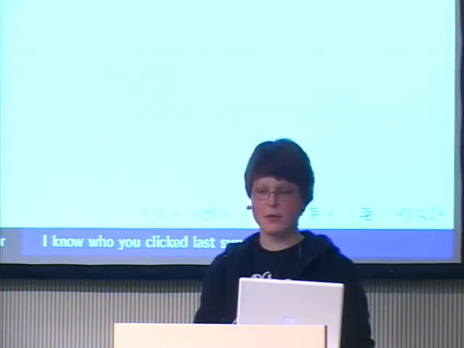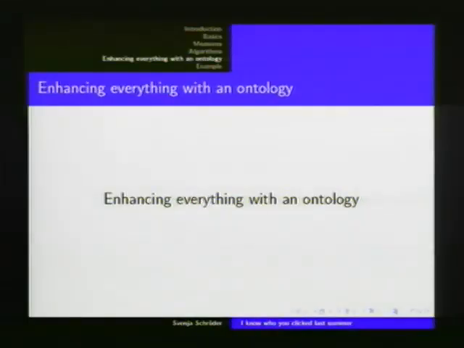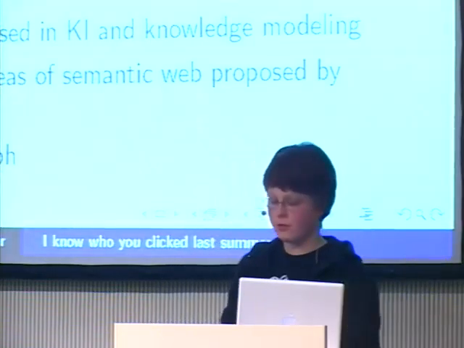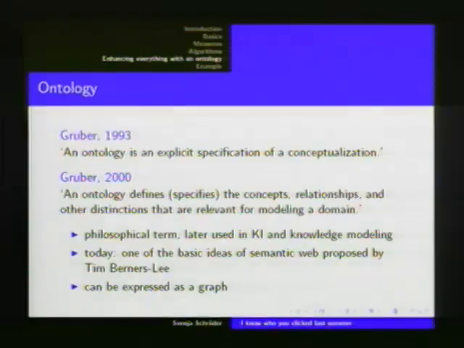Okay, I'm going to briefly explain something you can do by enhancing everything with an ontology. First I'm going to explain what an ontology is. Gruber said in 1993 that an ontology is an explicit specification of a conceptualization, which nobody understands, but everybody writes it down. This is what you cite if you're writing something about ontologies in, say, a scientific paper.